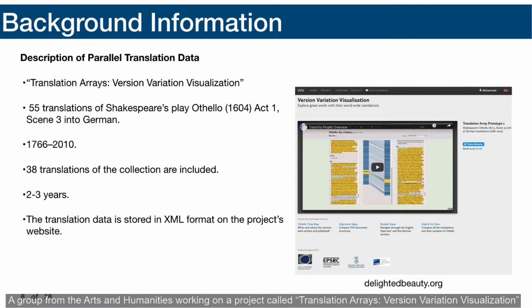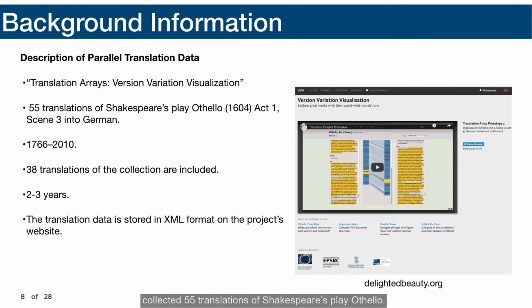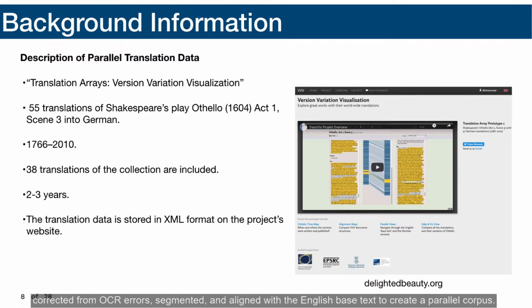A group from the arts and the humanities working on a project called Translation Arrays, Version Variation Visualization collected 55 translations of Shakespeare's play Othello. The translations span 1766 until 2010. So far, 38 translations of the collection were optically scanned from paper prints, corrected from OCR errors, segmented and aligned with the English-based text to create a parallel corpus.